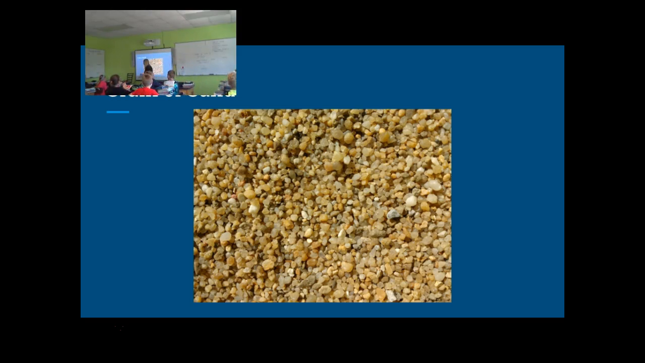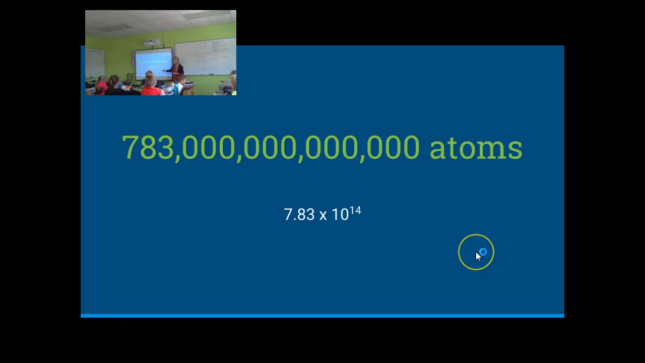Okay. So, on Thursday, we ended with trying to figure out how many atoms were in a grain of sand, correct? And we figured that out, right? Two trillion. 783 trillion. Okay, so do scientists want to write this number over and over again? No. So they write this number. What is it called? An equation. Yep.